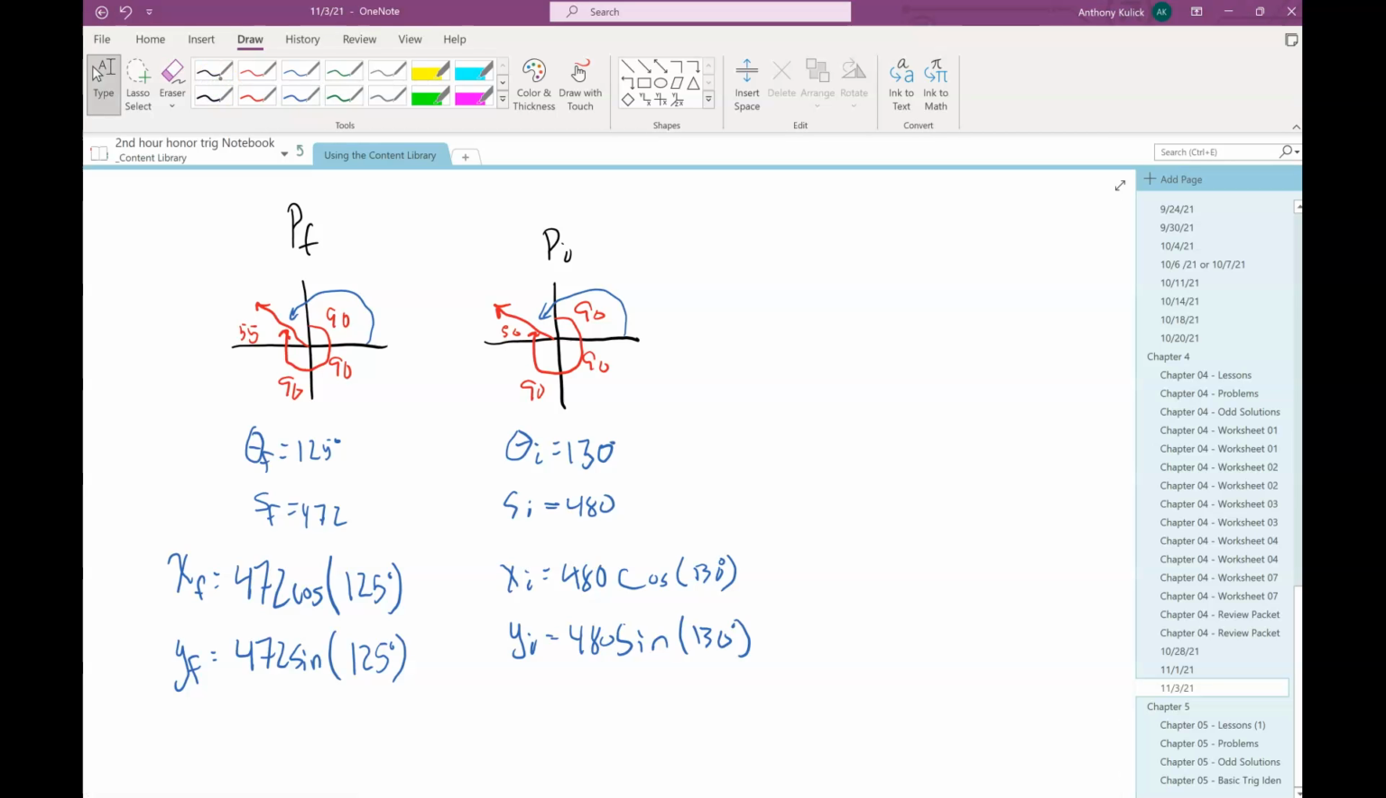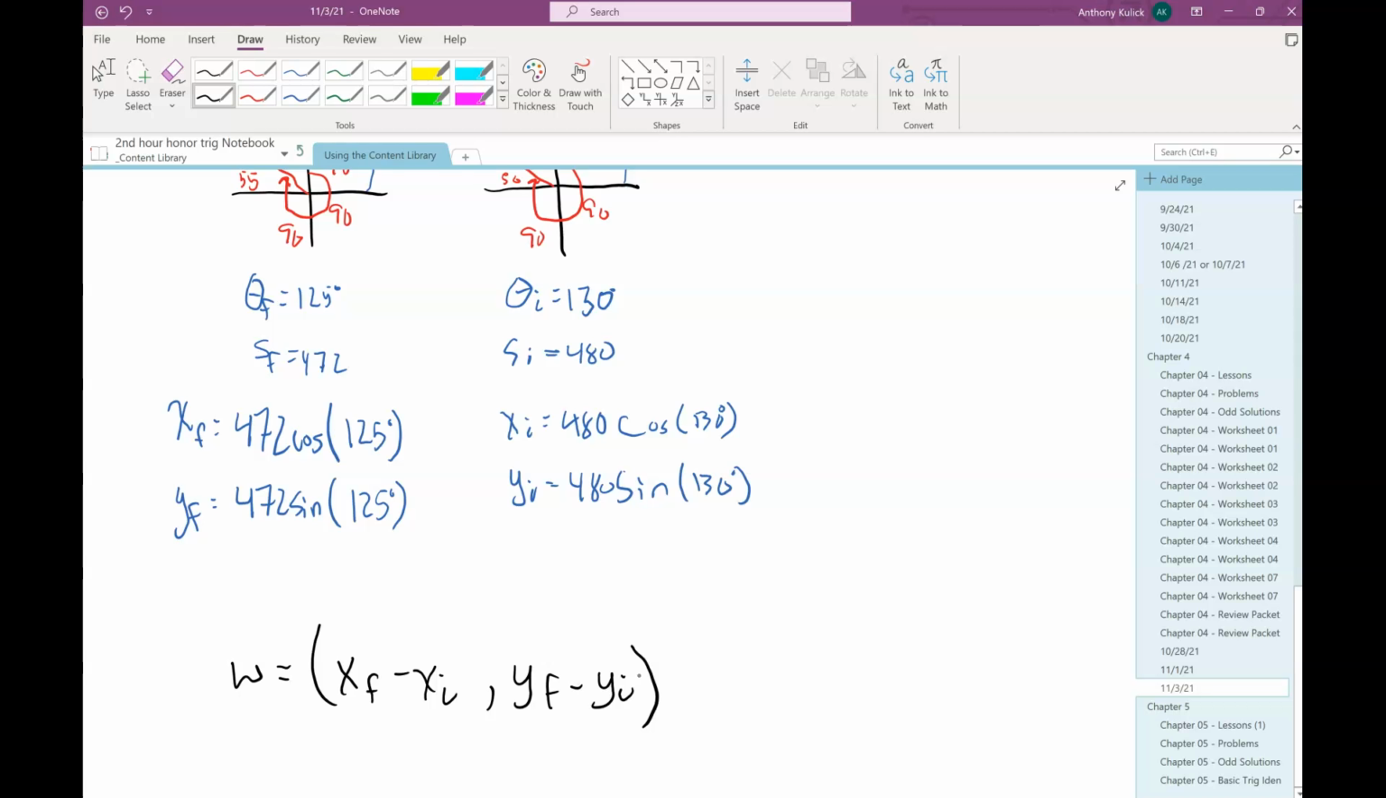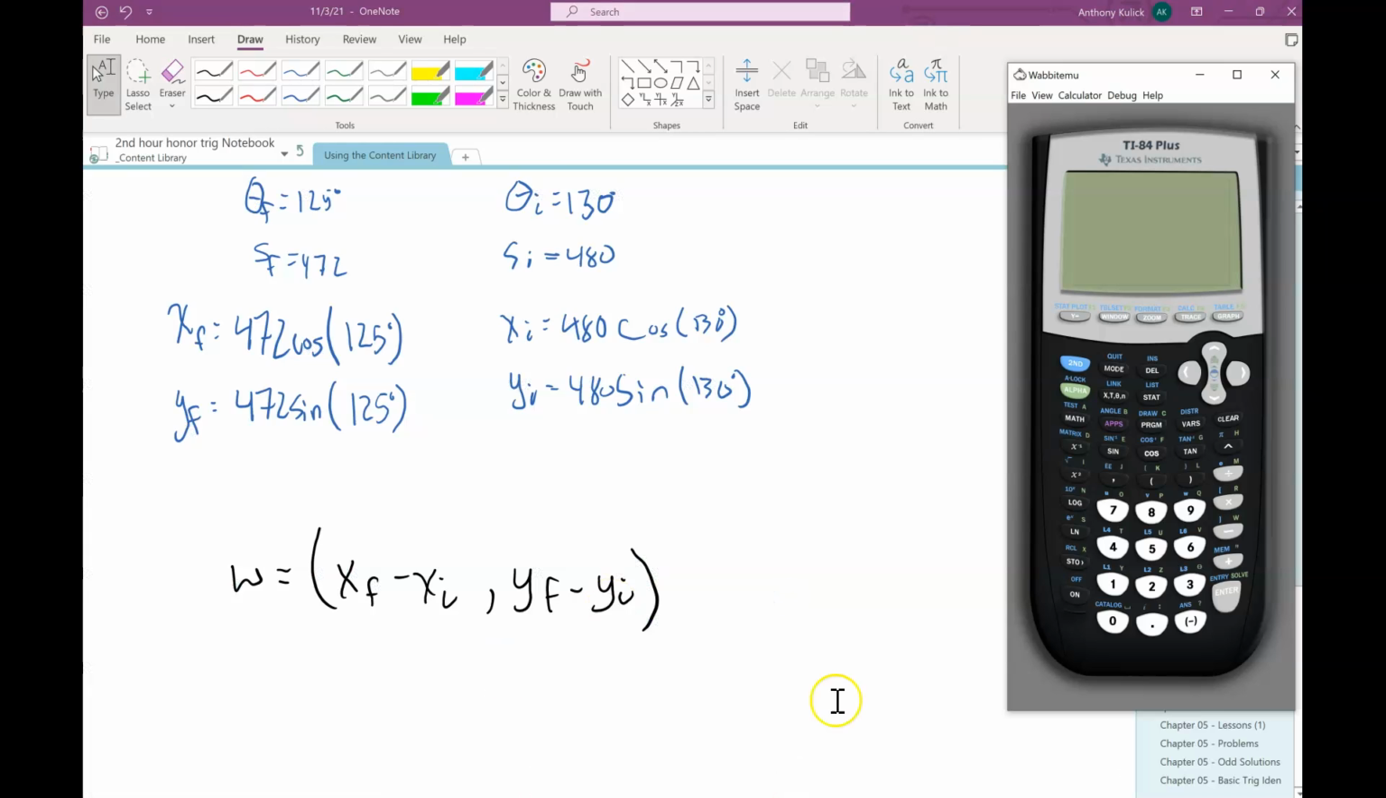And here's the thing that's going to be different, is that my wind is going to equal xf minus xi and yf minus yi. Rather than being additive, these are being subtracted based on the reasoning that we established before, that the wind is affecting the initial to give you the final. So then it's just calculator time.